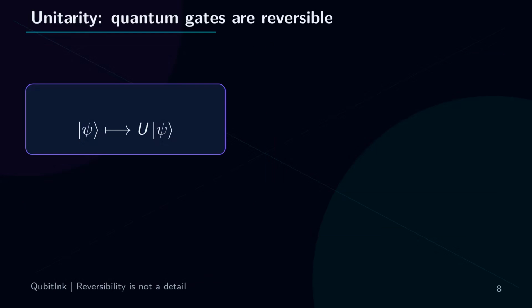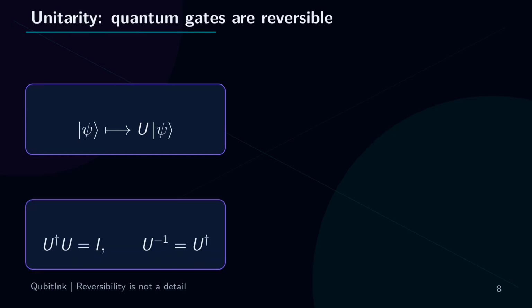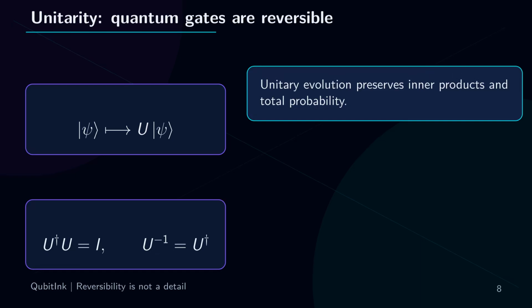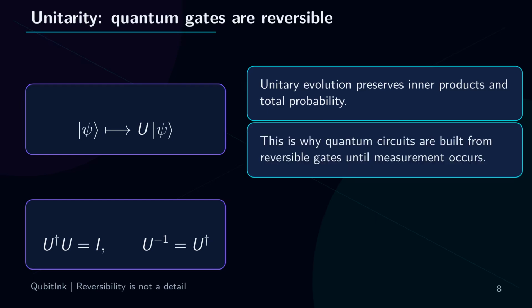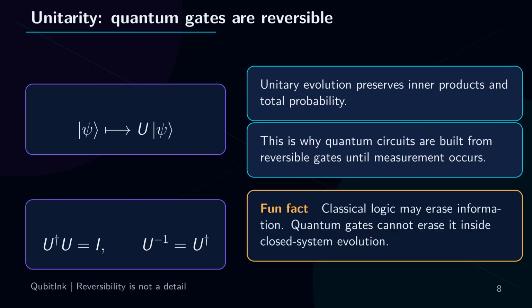A quantum gate maps ket psi to U ket psi. For a closed quantum system, U dagger U equals the identity. This means the transformation preserves total probability. It also means the operation is reversible. The inverse operation is U dagger. This is why quantum circuits are built from reversible gates until measurement occurs. A classical logic gate may erase information. A closed quantum evolution cannot erase information in the same way. Only measurement changes the story.